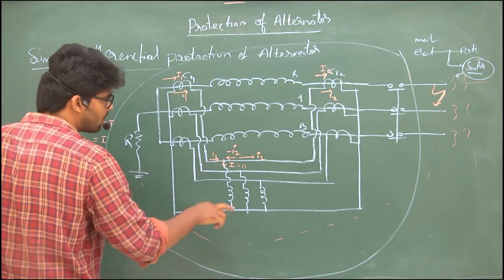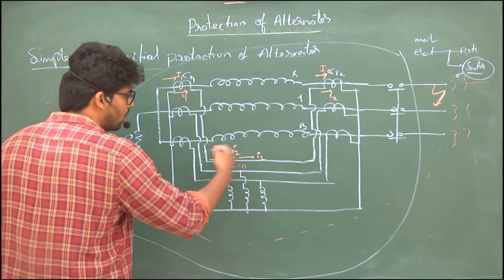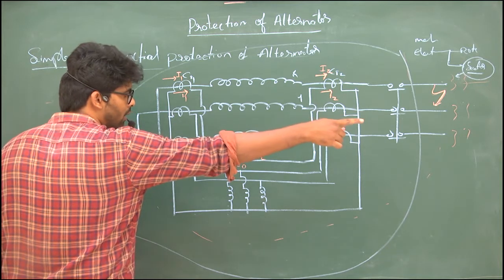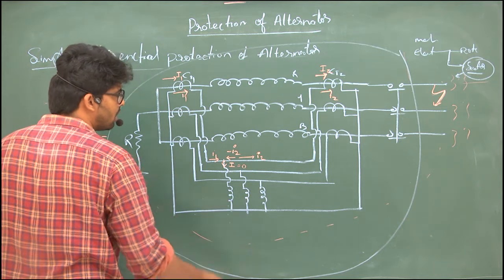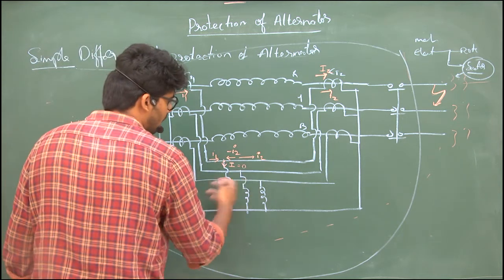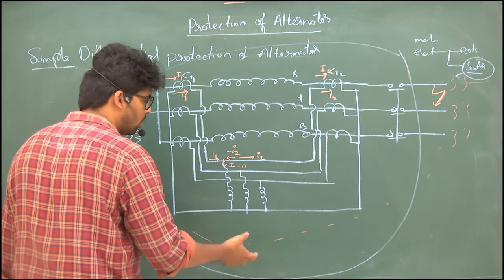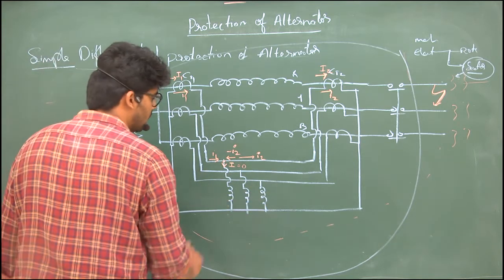In the same way, in all three phases the fault current will flow through this coil and this alternator due to the external fault, but there is no operation of this coil. Why? Because the same current will flow in the other direction, the equipotential is maintained, and the voltage across these coils is 0. Therefore no current flows through that coil, so there is no operation of the differential relay.